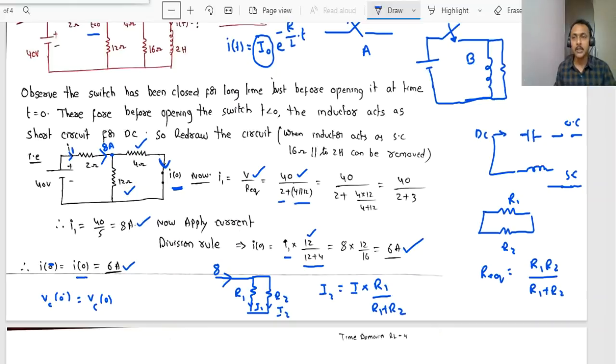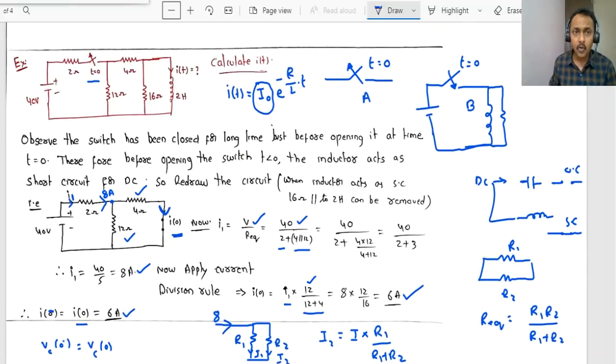The major part is completed. If the initial current is given in the problem itself, then this much work will not come into the picture. Clear? Next target is in this formula, R by L, which R you have to write. So many resistors are there, and here the student feels the difficulty. Whether it is 12, 4, 16 or 2, what we have to write. L is clear, 2 Henry. This is nothing but R equivalent.